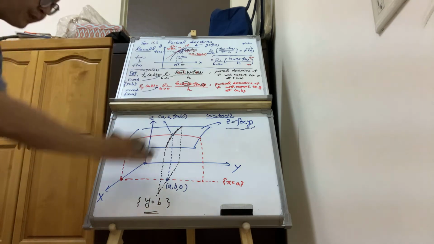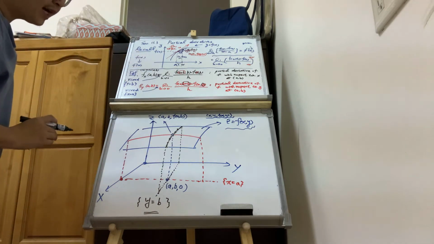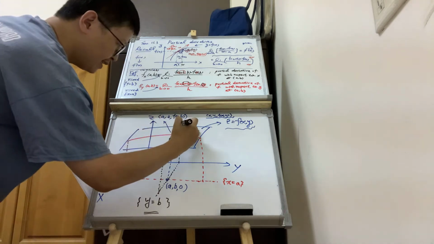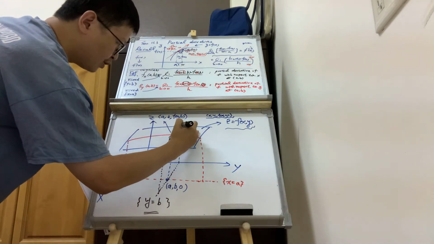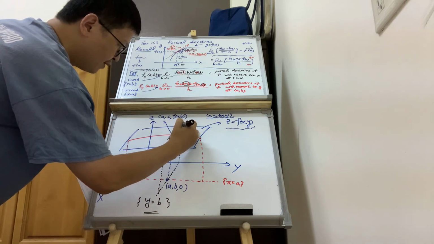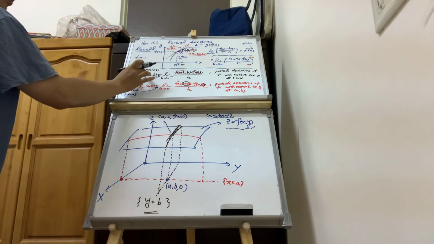So in this plane, we could consider its tangent line, and consider the slope of its tangent line. For this tangent line, its slope is exactly this one.